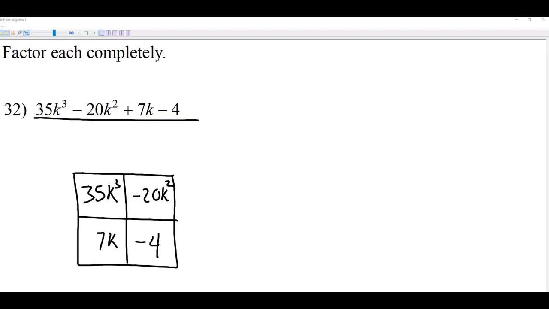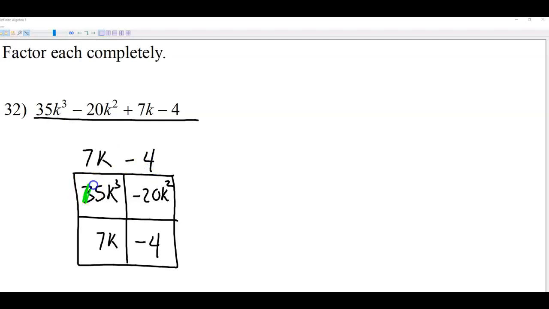So what do these 2 numbers have in common? What can I divide out of the 35k cubed and the 7k? Well, both of those can be divided by 7, and they both can have a k taken out. It's like a GCF. How about these guys? What can I take out of here? What do they have in common? Well, they're both negative, first of all, so I could take out a negative. Also, they can both be divided by 4. I can't take any k's out of there, though, because the 4 doesn't have a k to give.